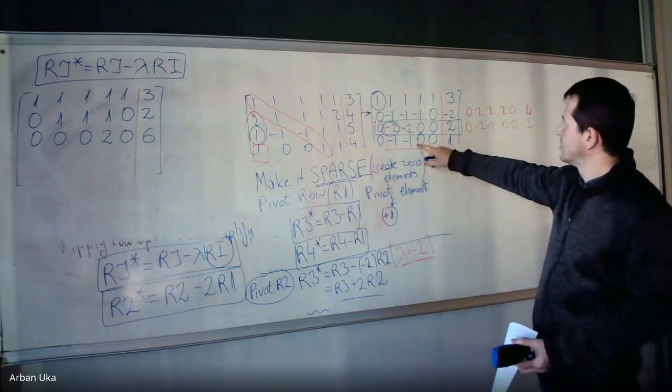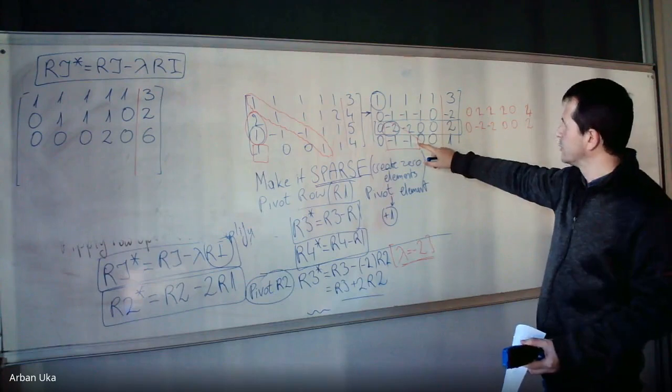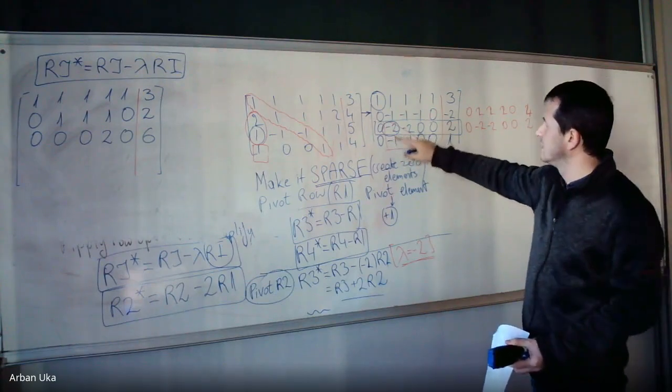Then we have this row. So what is the next equation? To modify or to get a 0 here, we have R4 is R4 plus 2.